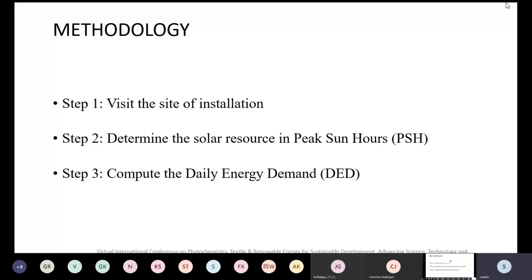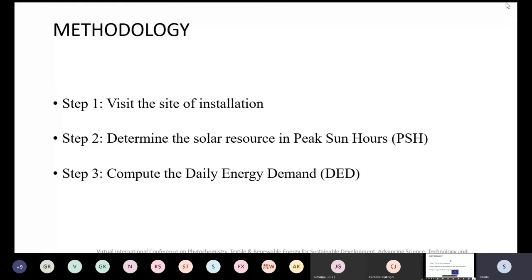Once the site visit is done, you determine the solar resource in the particular area. This you can get from resource maps on the internet or the nearest meteorological station. The third step is to compute the daily energy demand of the client. This is after discussing with the client.